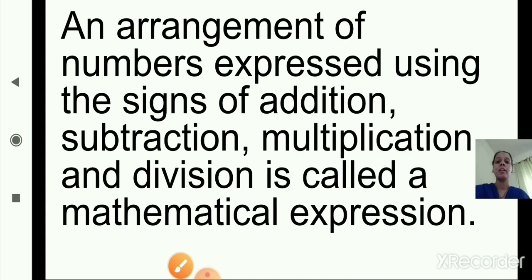Now the next concept, that is mathematical expression, or how to solve an expression. An arrangement of numbers expressed using the signs of addition, subtraction, multiplication and division is called a mathematical expression.